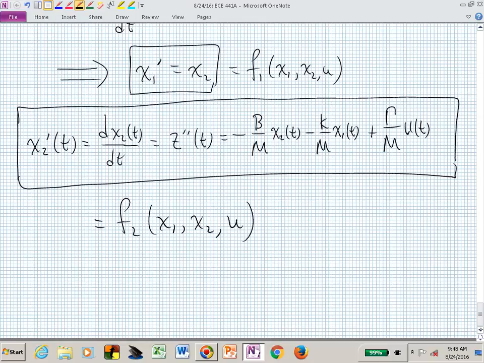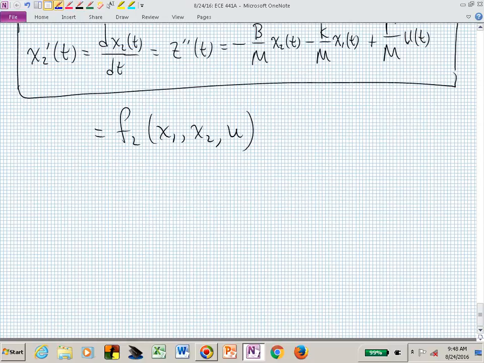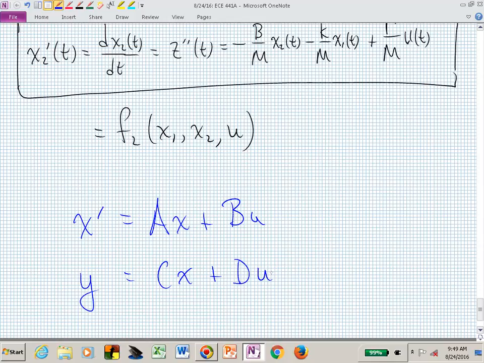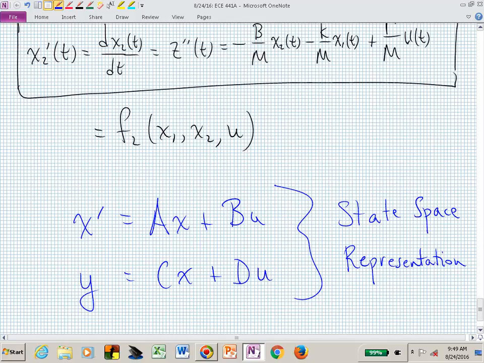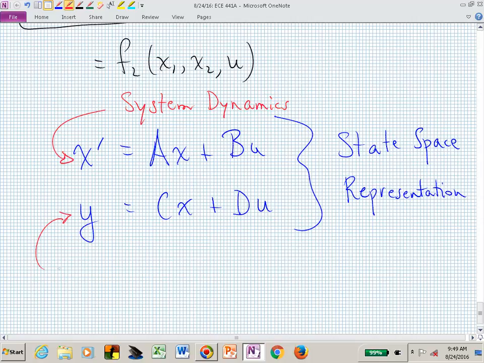What we want to do in a state space system is actually write this in a consistent or standard form. We want to put this in an x prime equal Ax plus Bu, y is equal to Cx plus Du form, where this is actually what we will call our state space representation, where this first equation, the x prime, that's our dynamics. We'll call that our system dynamics. And the second equation doesn't contain any derivatives. It's our output equation.